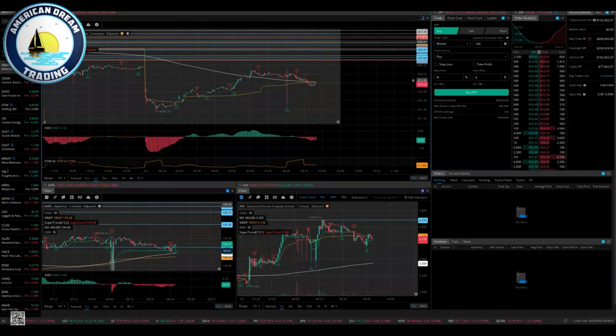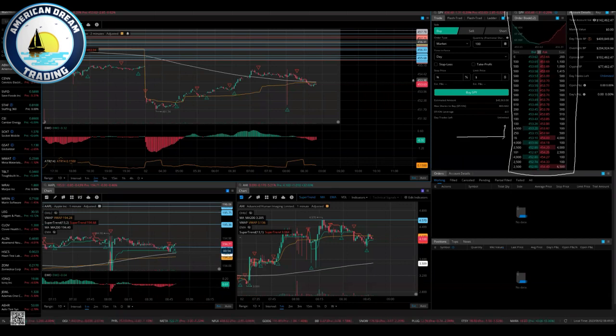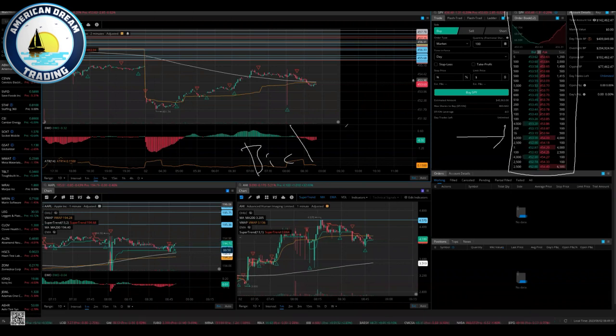The L2 over here, this is the level 2. This shows buyers and sellers. These are actual orders that are tied up in the system. You can see where people are sitting, where they want to provide, where they are trying to buy. The green, the bid, is the buyers. The red is the sellers.